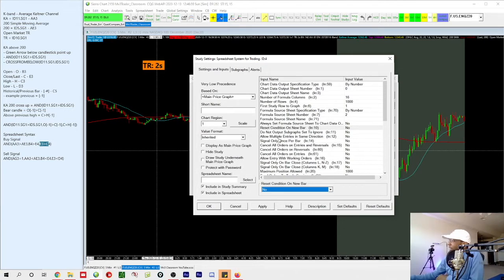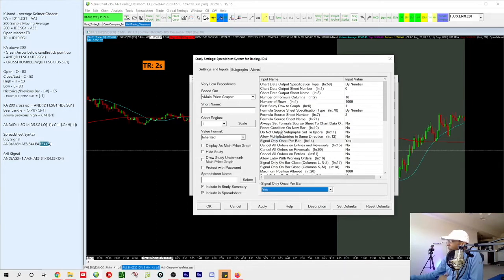Along the same lines, we also have cancel all orders on entries and reversals, as well as reversals and entries by themselves. I want all of that set to no. Also, signal only once per bar. For this one, I'm going to set it to yes.